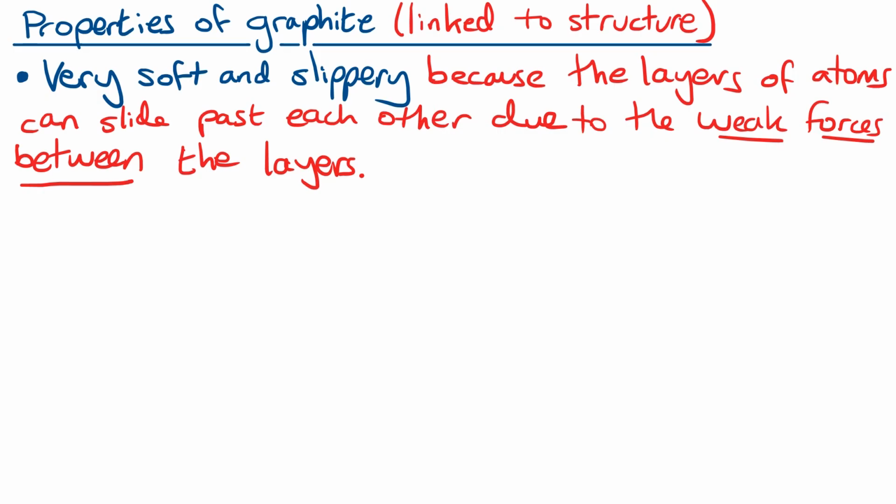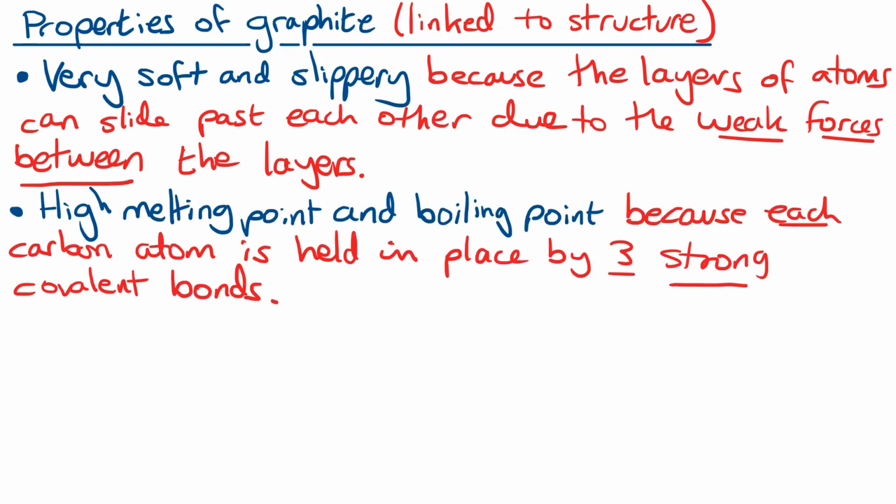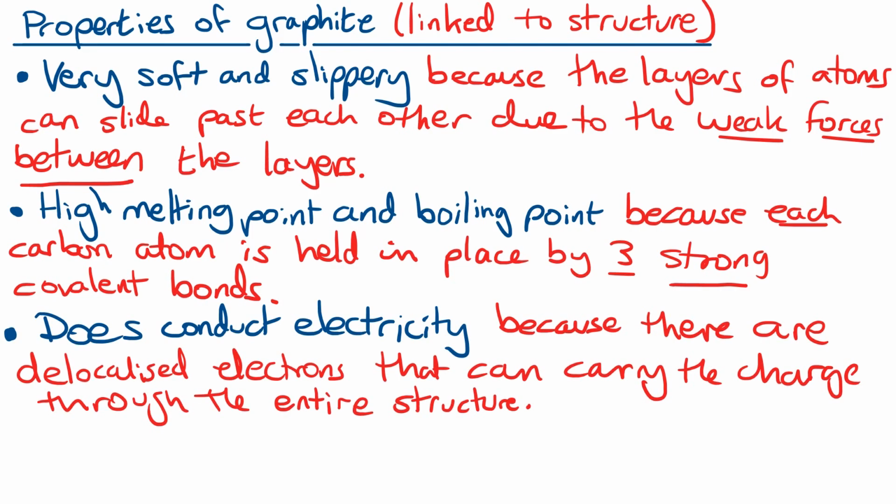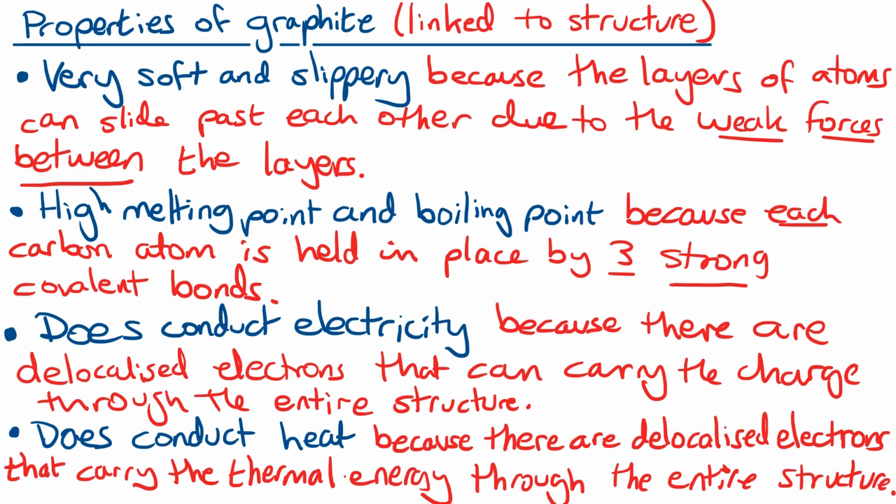Graphite has a high melting point and boiling point because each carbon atom is held in place by 3 strong covalent bonds. It does conduct electricity this time because it's got those delocalized electrons that can carry the charge through the entire structure. And it also conducts heat because those delocalized electrons can carry thermal energy through the entire structure. So once again, make sure you can remember what 4 properties graphite has and the reason it has each of those 4 properties.